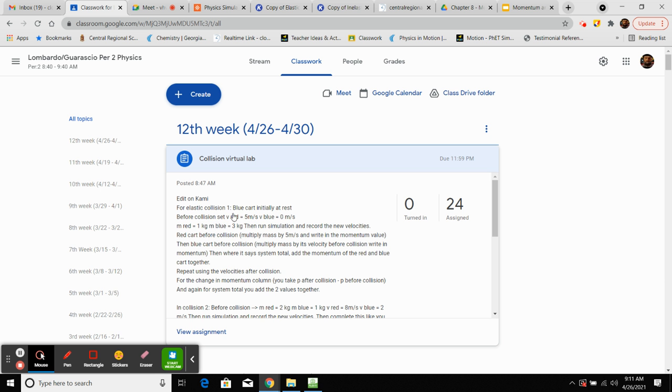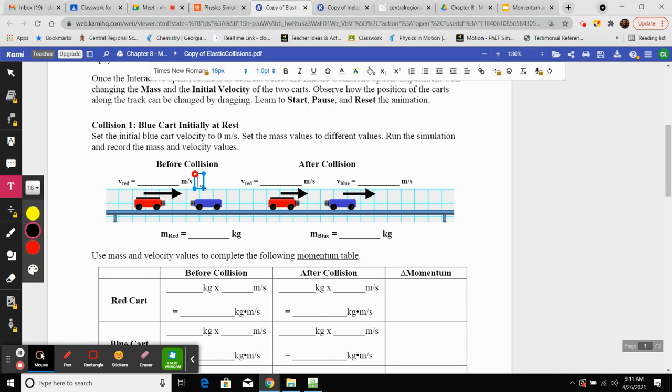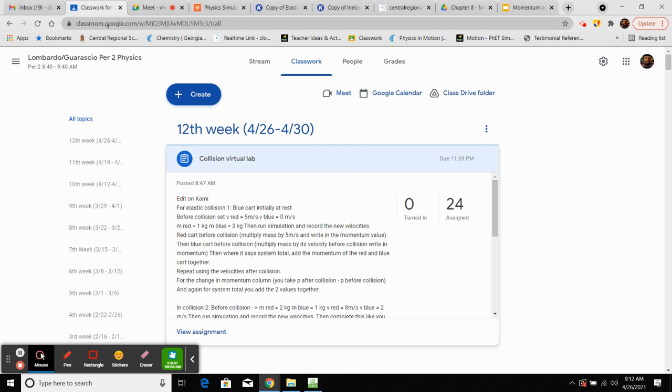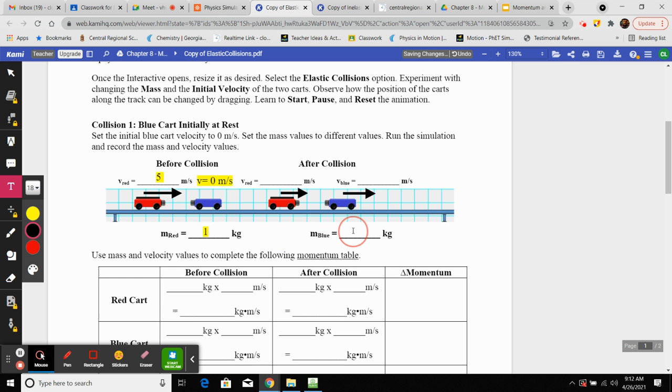So what do I say here? In collision 1, the blue car is initially at rest, and the red one is going at 5 meters per second. For the blue car, it doesn't show me the ability here, but I'm just going to say V equals 0 meters per second. And the red car was supposed to be 5 meters per second. They already have the unit there for me on that one. Now, what was the mass of the red car? Mass should be 1 for the red, and blue should be 3.